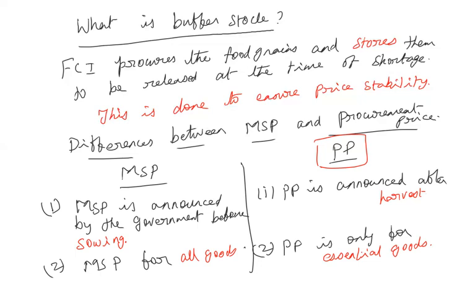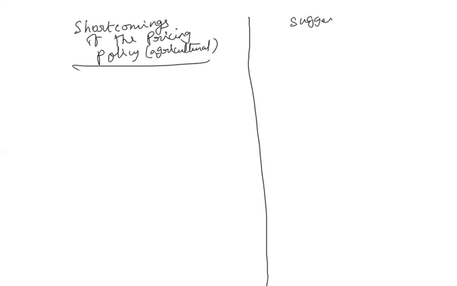So these are all the basic features of the agricultural pricing policy in our country. But it is also not without any defects. There are several shortcomings of the agricultural pricing policy of the country. Let us side by side check, in order to overcome those shortcomings, what are all the suggestions to rectify those shortcomings.